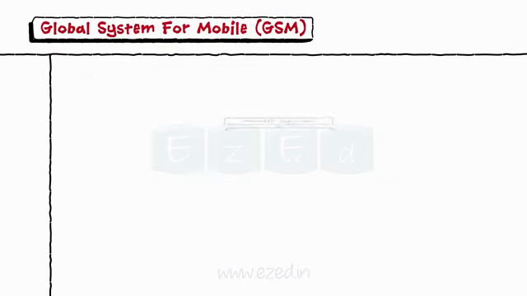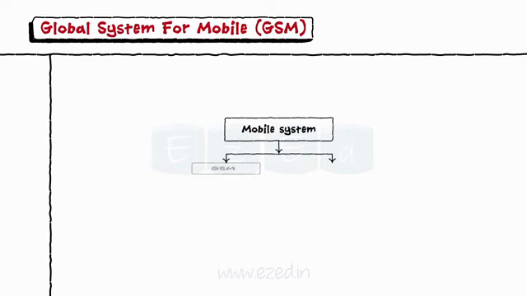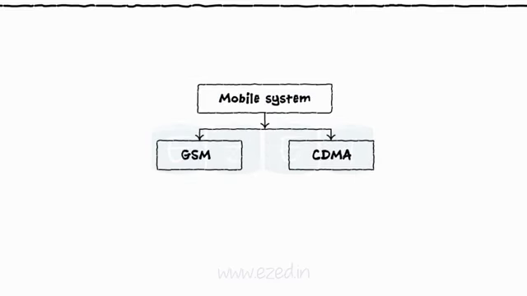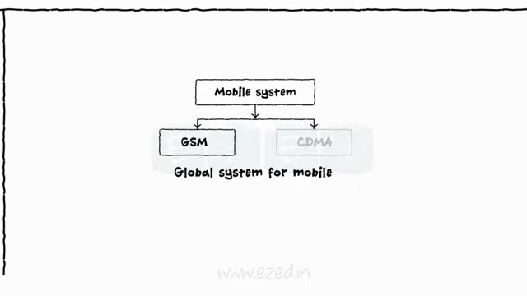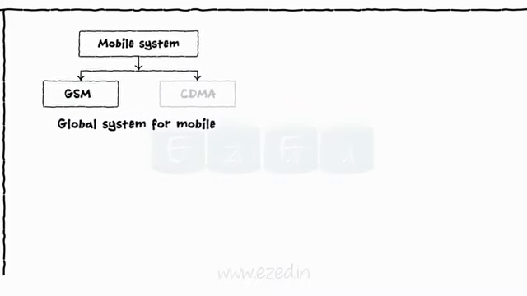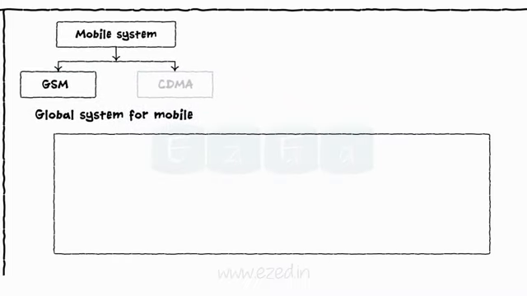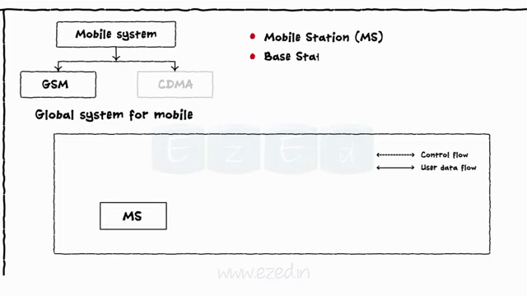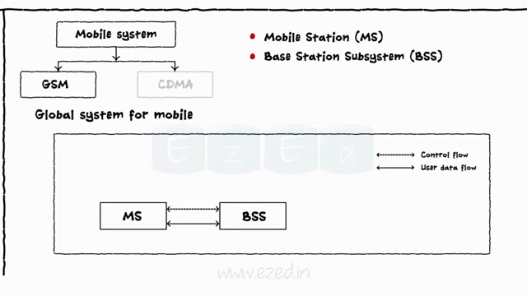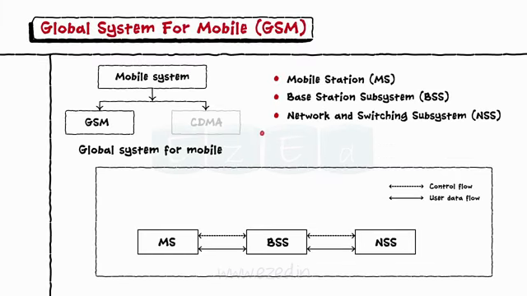We all know that there are two types of systems available, GSM and CDMA. We will only study the basics of the GSM system. GSM stands for Global System for Mobile. GSM is nothing but a big system made up of a few small systems such as mobile stations, MS, base station subsystem, BSS, network and switching subsystem, NSS, and operating subsystem, OSS.